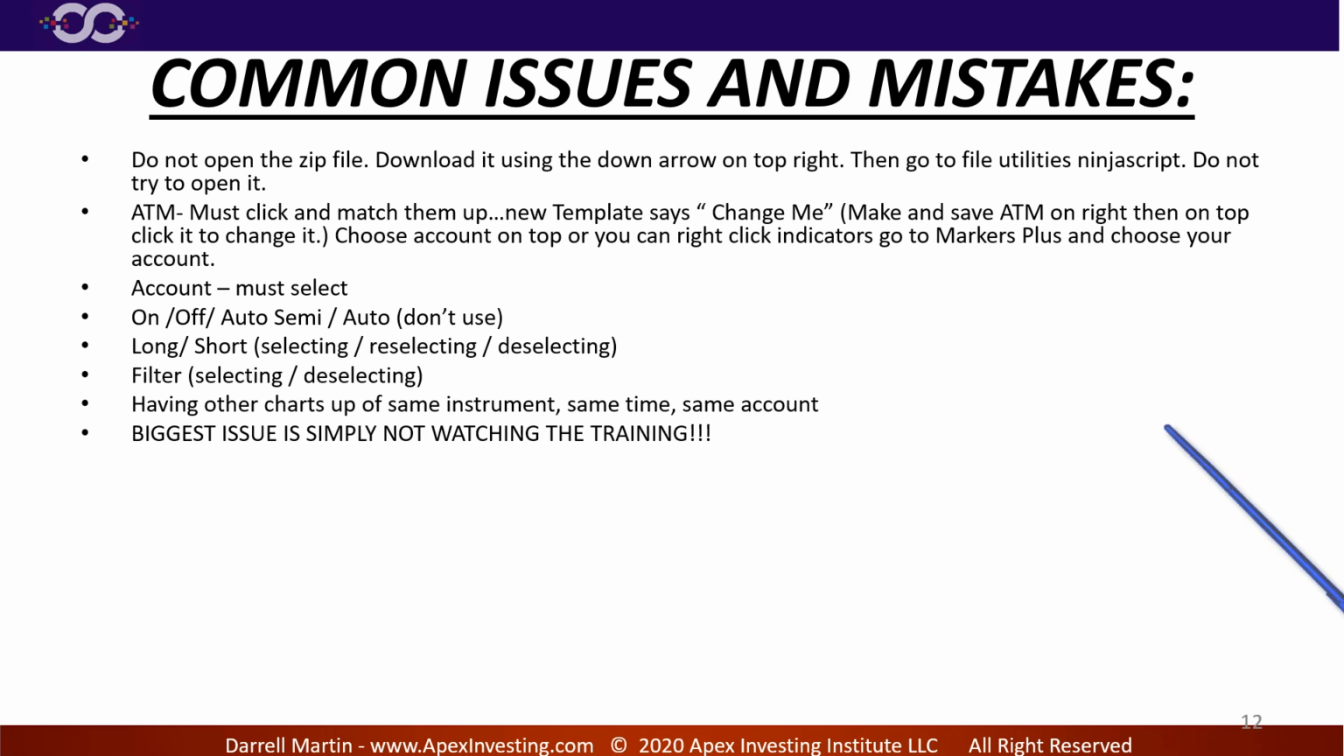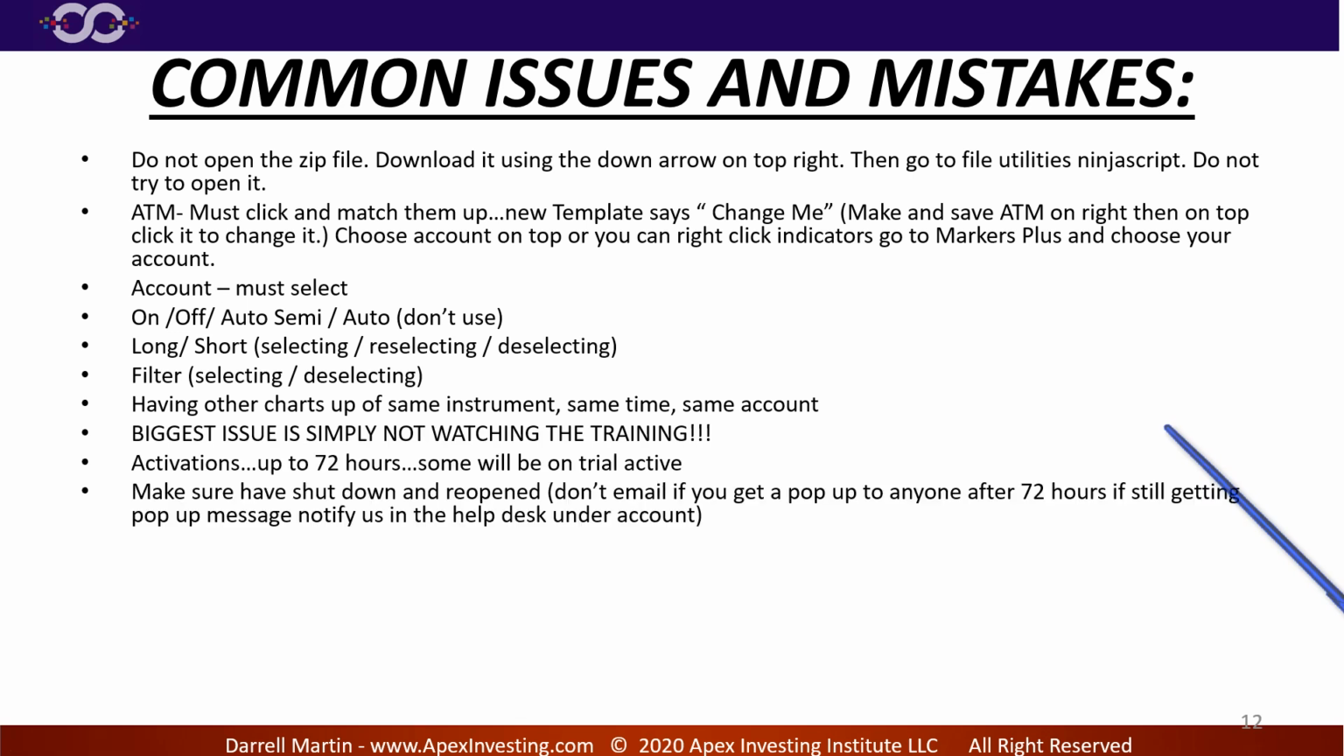Like I said, the biggest issue is simply not watching the training. Activations take 72 hours. If you get a pop-up, by the way, a lot of people have left their computer on for 3 days, and so we activated it, but they're getting a pop-up message because they did not restart their Ninja. If you restart your Ninja, then it will check the license again.